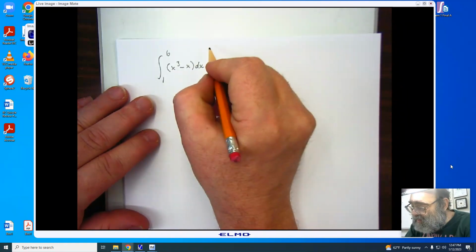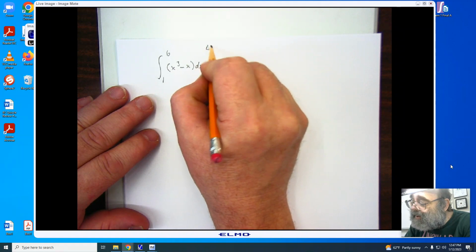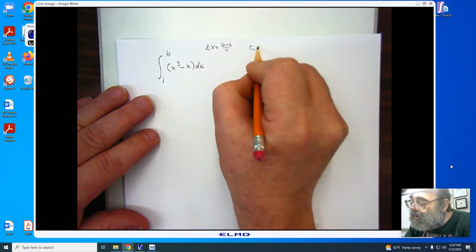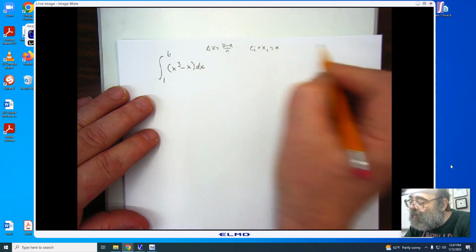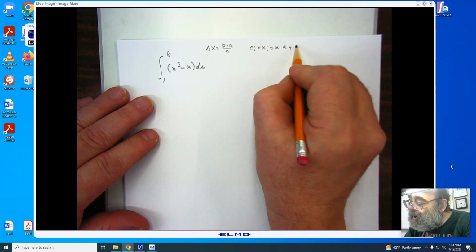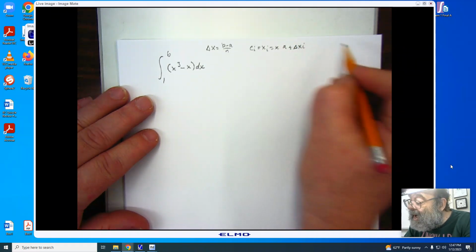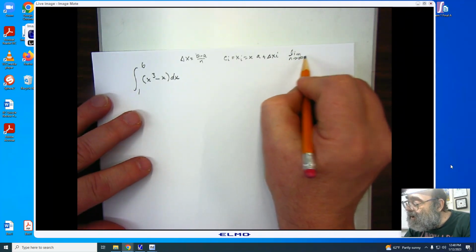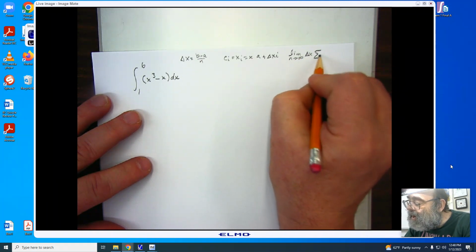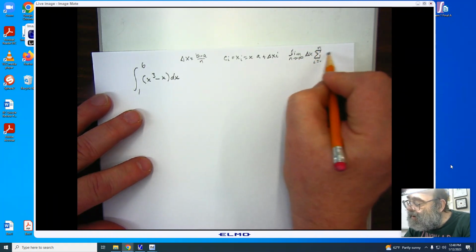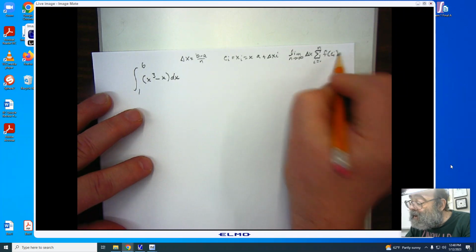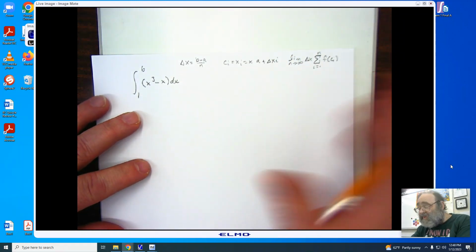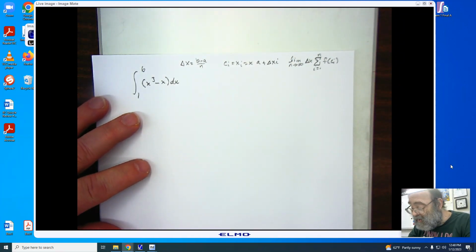A couple of things that I would put up at the top. Let's just remind ourselves that delta x is going to be b minus a divided by n. C sub i, also known as x sub i, or the x that we will be working with, is going to be our first term plus the delta x times i. And then we're going to be putting it into the form of the limit as n approaches infinity for delta x times the summation as i goes from 1 to n of f of c sub i. We're going to be doing each piece one at a time. And once we get to that limit form, that's where we're going to take off. All right? So here we go.